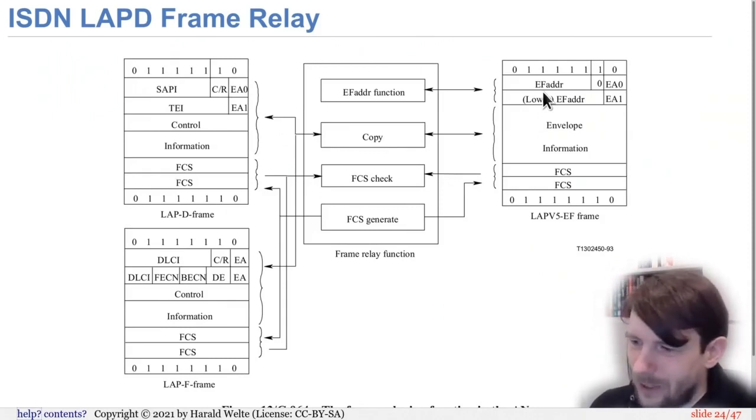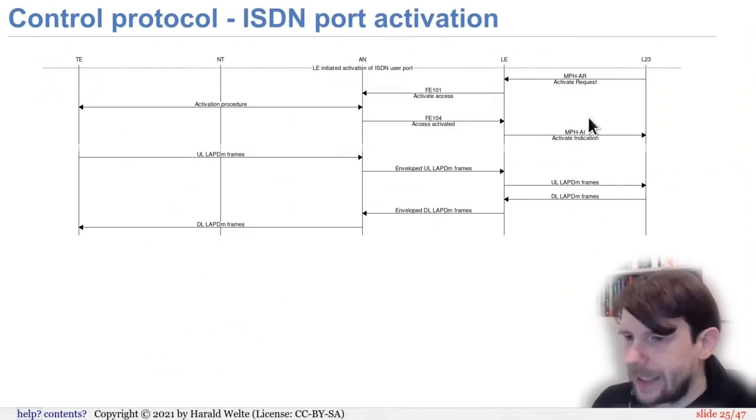And then we add a new frame check sequence and flag octets, and we transmit it over the V5 interface towards the local exchange. And the same happens, of course, in both directions. So that's really all there is to it.